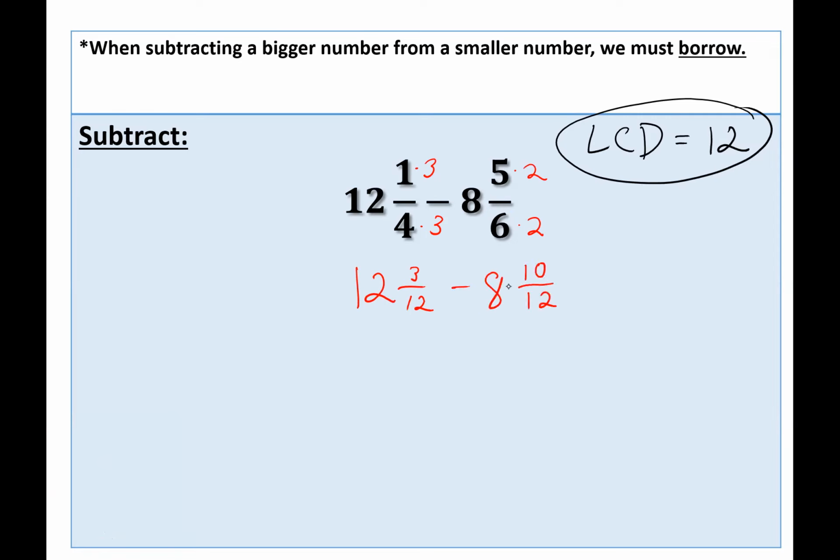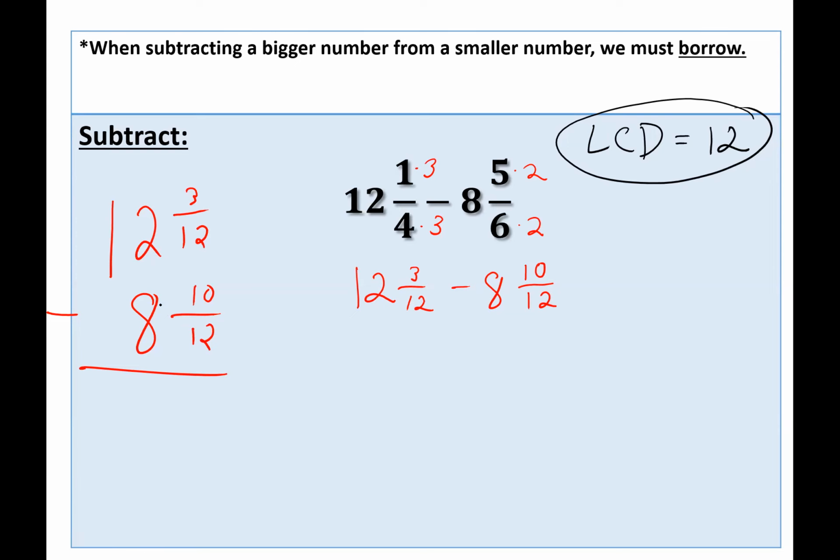Okay, so I rewrote it with a common denominator, but now what we're going to do is line them up vertically. So 12 and 3/12 minus 8 and 10/12. So just like the last problem, I'm going to line up the fractions and then line up the whole numbers.